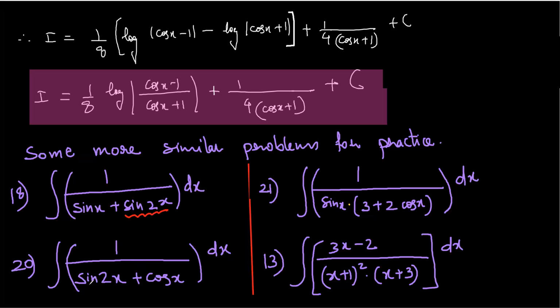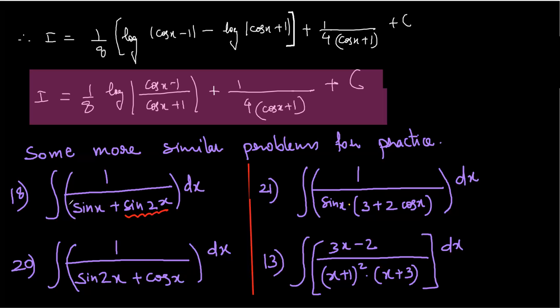Similar thing you will do here. Sine 2x you will write as 2 sine x cos x, and this time you have sine 2x plus cos x. So you will write 2 sine x cos x plus cos x, and this time you will take cos x common. When you take cos x common, you will get two brackets, two factors. One of them is cos x. You will multiply up and down by cos x, so you will get cos square x in the denominator.